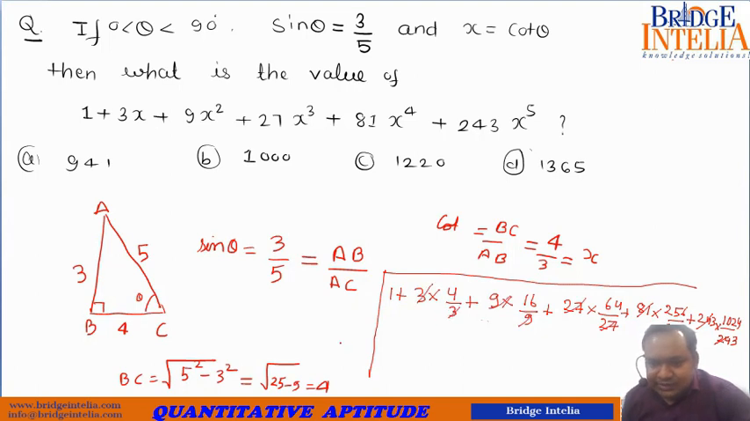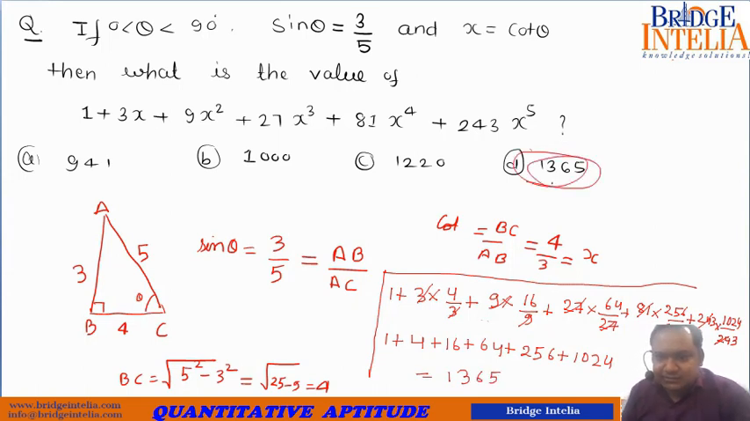So what are we left with? We are left with 1 plus 4 plus 16 plus 64 plus 256 plus 1024. If you add all this carefully, this comes out to be 1365. So the answer is what? D.